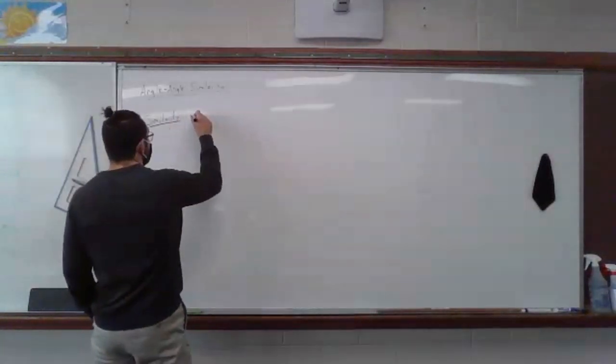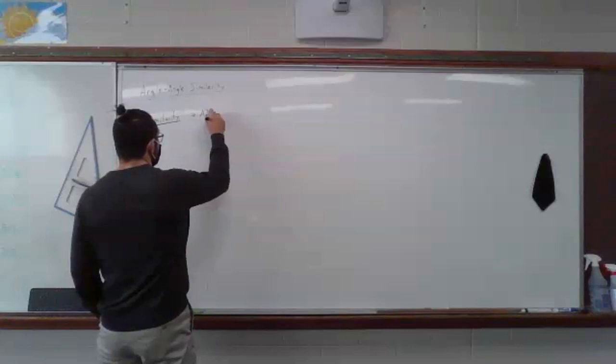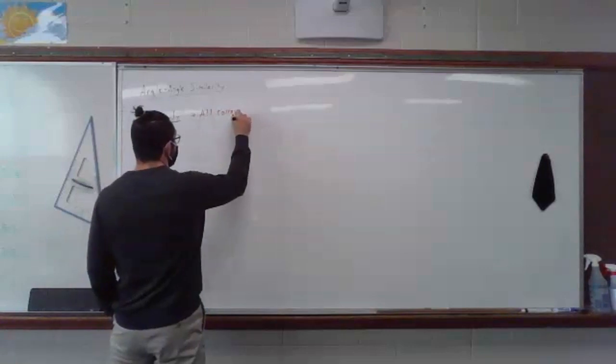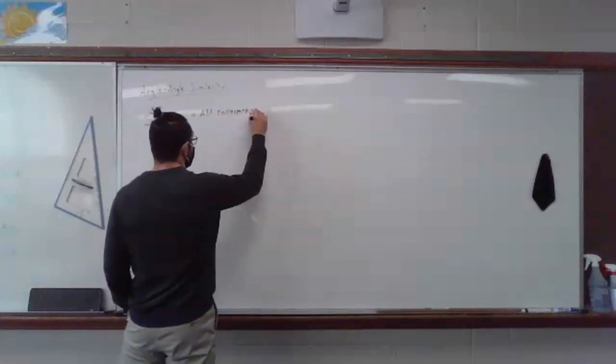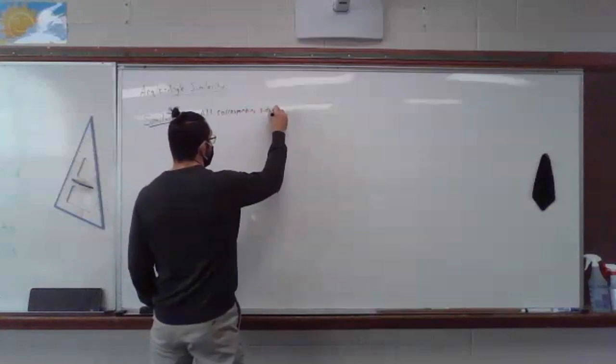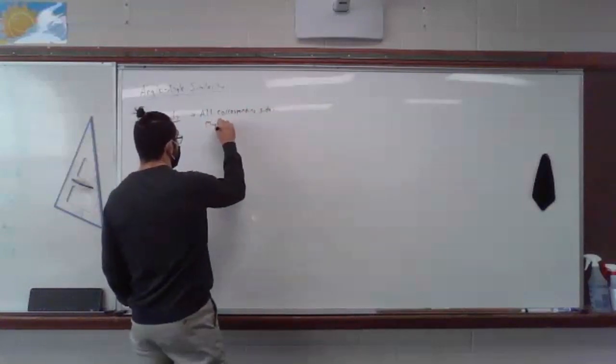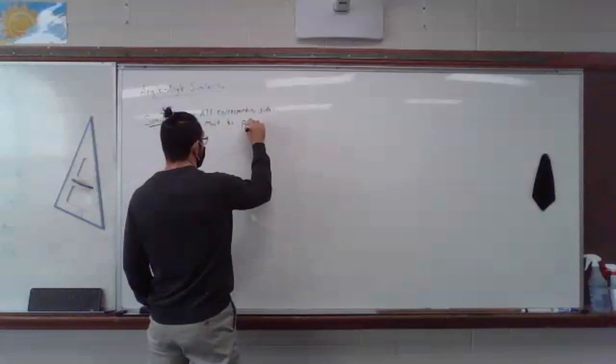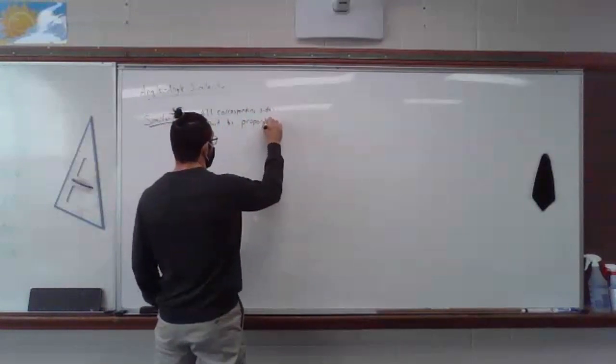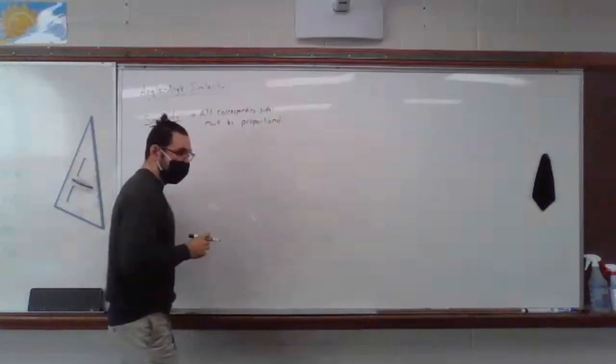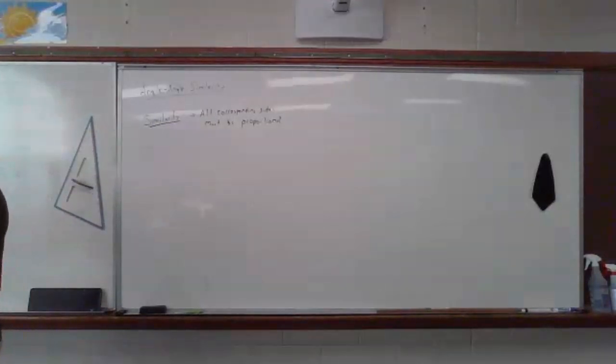So the first thing, all corresponding sides must be, and the word was proportional. Good job. And remember, we made proportionality statements. AB divided by A prime B prime, CD, whatever that was, right? And we said if all of the sides have the same scale factor, then they're absolutely similar.